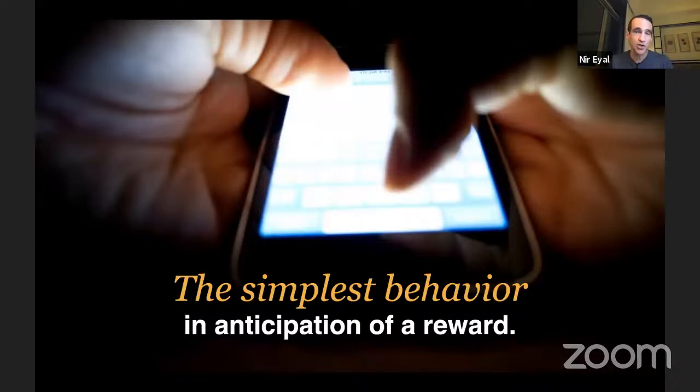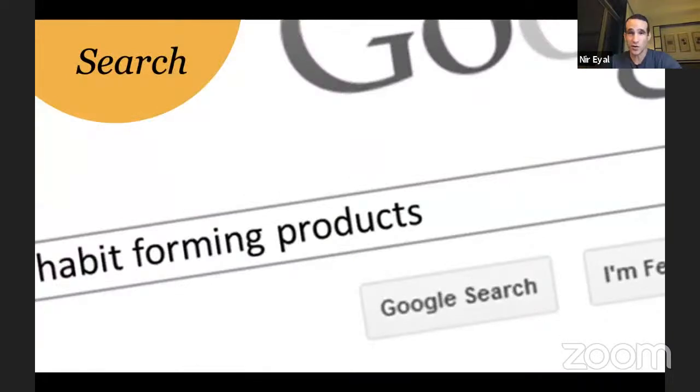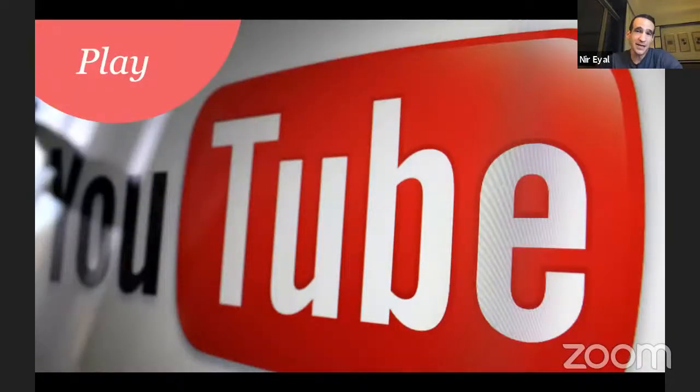Now, I'm going to show you a few habit-forming products, and I want you to see how simple the action phase is in every one of these products. For example, scrolling on Pinterest, how easy is that? Just that act of scrolling, or a quick search on Google, or what could be easier than just pushing the play button on YouTube? Very simple actions done in anticipation of a reward.